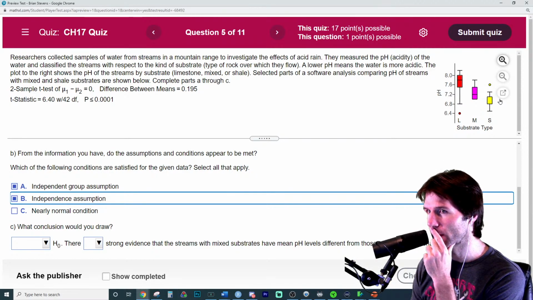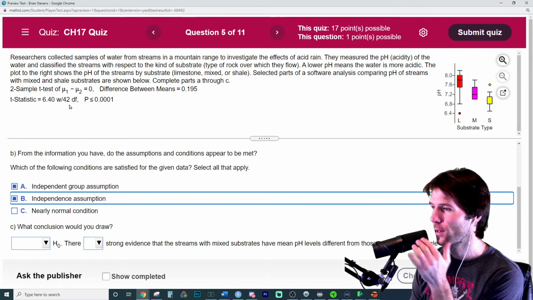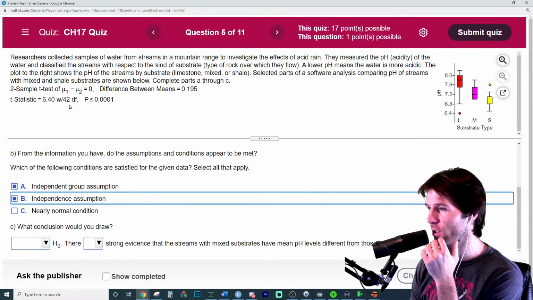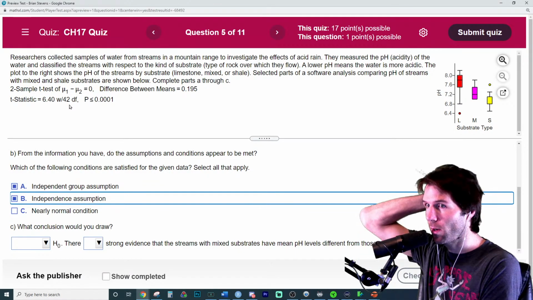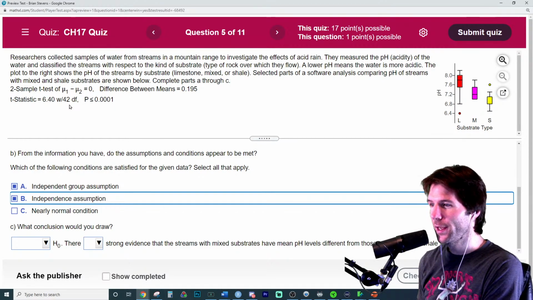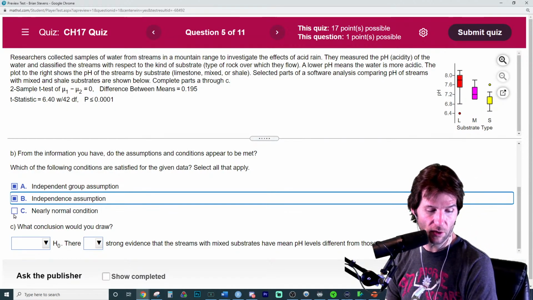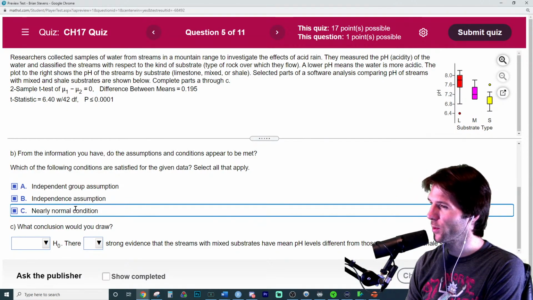Do we have the sample sizes? T-statistics with degrees of freedom 42. Sample sizes probably like in the 20s for each group, upper 20s or something. You can kind of get an idea what the sample sizes are by the degrees of freedom. I don't love this question right here. The answer is going to be yes, but we'd want to go into more specifics.